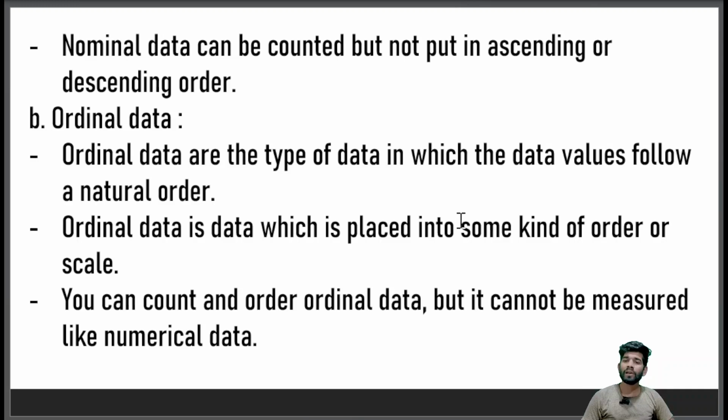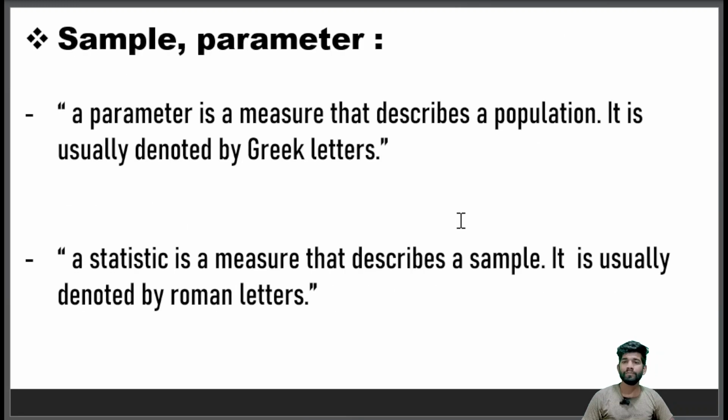Then you can count and order ordinal data, but it cannot be measured like numerical data. Okay. The next thing is sample and parameter. A parameter is a measure that describes a population. It is usually denoted by Greek letters. This is the definition of parameter. You can note it down.